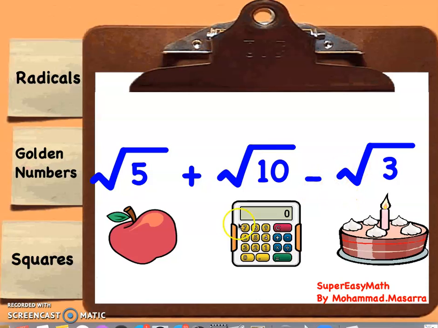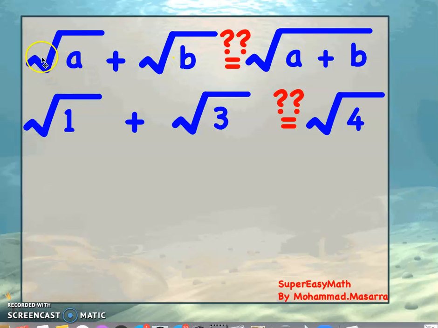In this video, we will talk about adding and subtracting square roots, so let's get started. You might be wondering what is the relation between this picture and our topic. You will see in this video. The main rule that we want to discuss before simplifying the square roots is this rule.